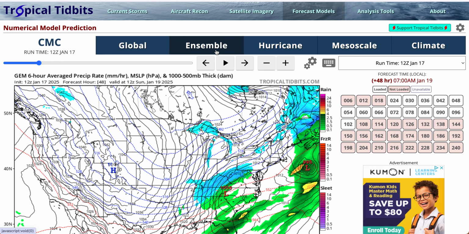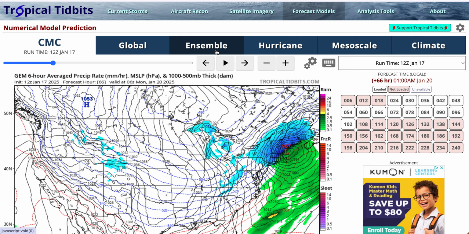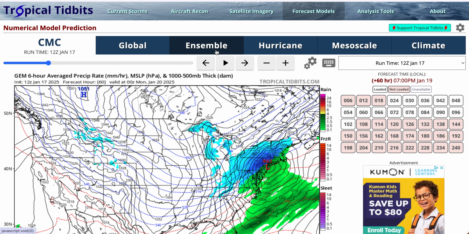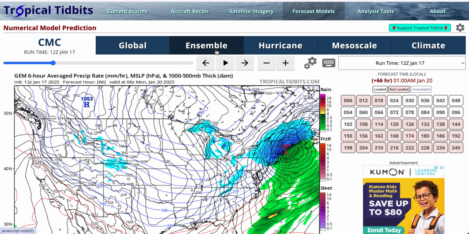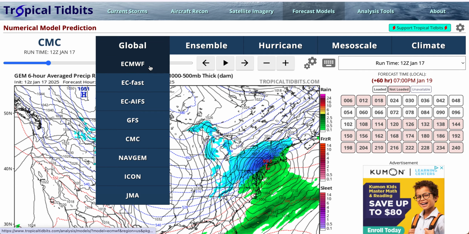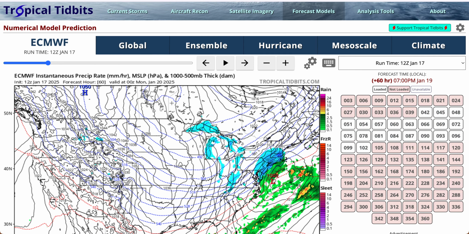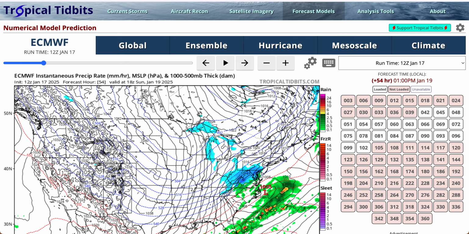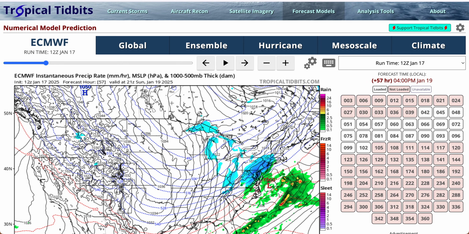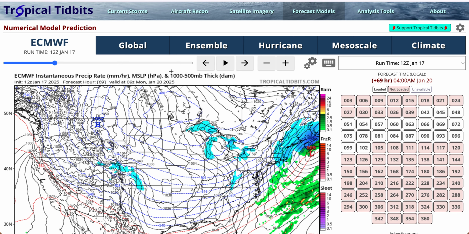And yeah, look at the Canadian over here. It basically just takes a further northwest track, which robs I-95 of snow, but gives the interior heavy snow. Whereas the European is just like out to sea, pretty much, honestly. Like this is nothing on it. Well, it's not exactly out to sea, but it's just 1 to 3 inches, which isn't very significant.